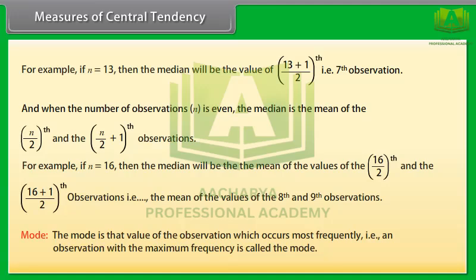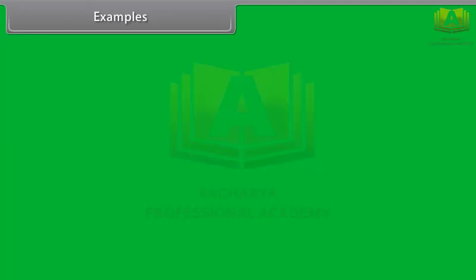The mode is that value of the observation which occurs most frequently, that is, an observation with the maximum frequency is called the mode. Examples. Let us now solve some examples.